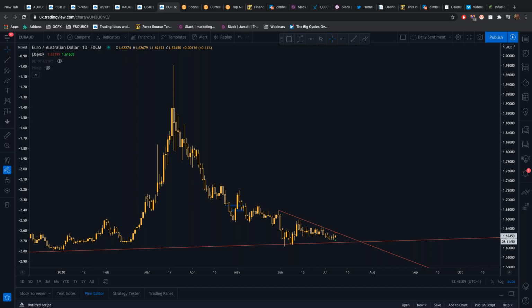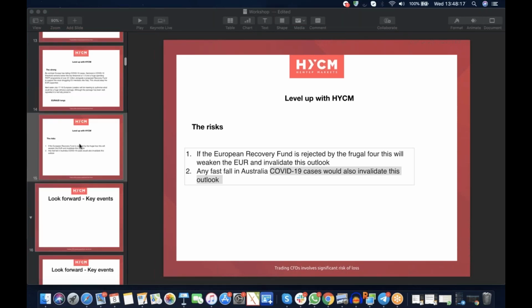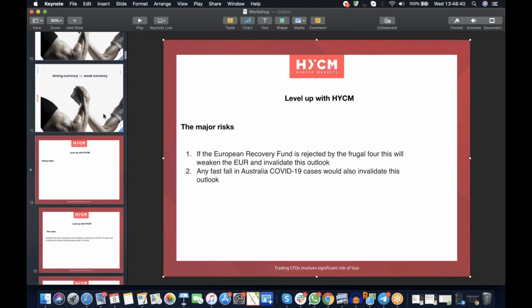So what we're going to do now is look at key events. So we've gone through the risks to the outlook. These are the major risks, okay? So that's the major risk to be aware of. And the way you play this is that if you suddenly see the European Recovery Fund being rejected, you would just close the position. You don't need to wait for your position to have the stop loss hit. Similarly, if you start to see Australia recovering, you just close the position, because this is based on that principle of strength versus weakness.